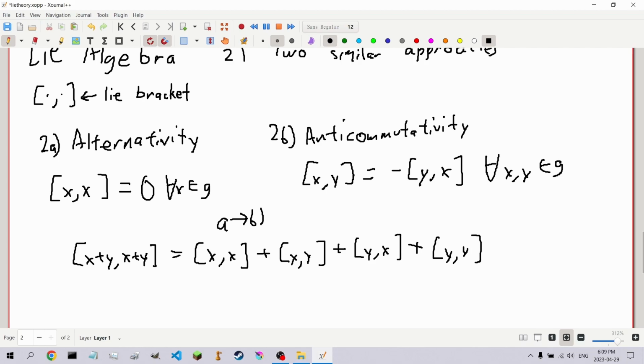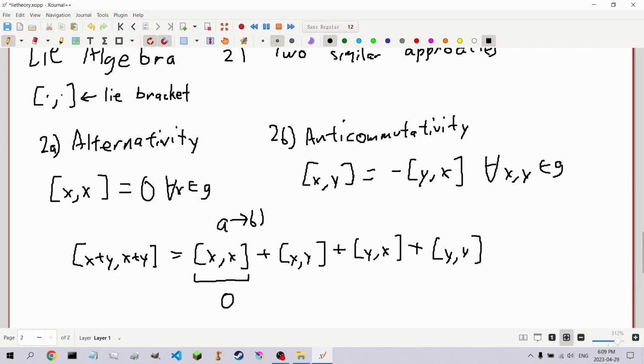But since we're assuming alternativity, we know that this one is 0 and we know that this one is 0. And so this whole expression on the right reduces down to x comma y and y comma x. But the expression on the left is the same element bracketed with itself, so we know this has to equal 0. And what we get is essentially a rewriting of anti-commutativity.